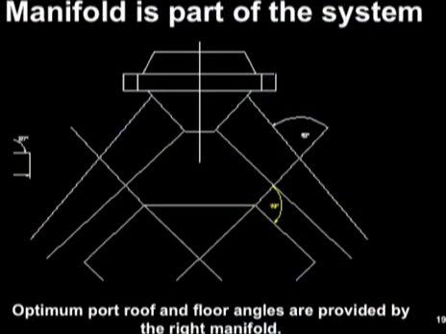The next thing is, the manifold is a part of the system. Optimum roof and floor angles are provided by the right manifold. So the next thing we begin to do in our drawings is figuring out, from past experiences and RPM range, the manifold that we choose to use. We had developed a manifold design that we liked, and all I do is stick figure it into AutoCAD so that I can figure out the floor and the roof angles.